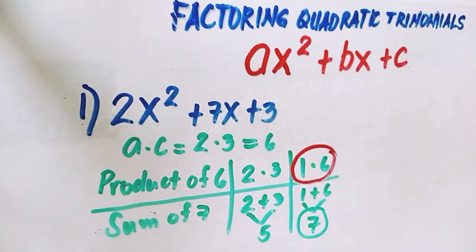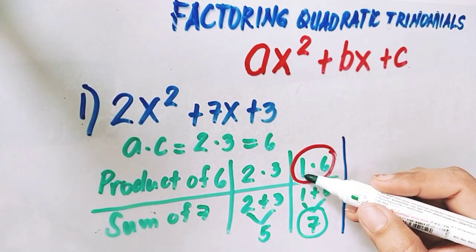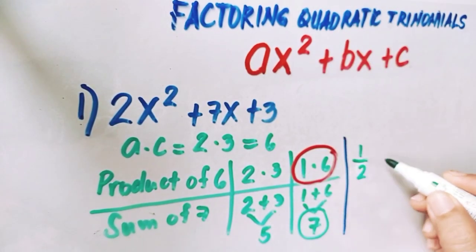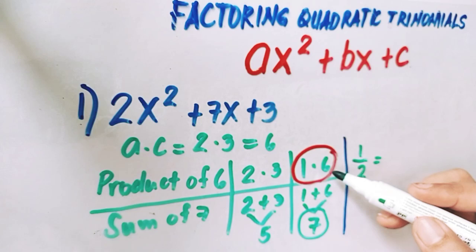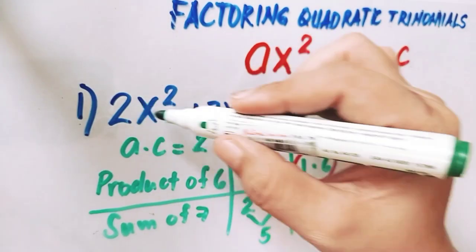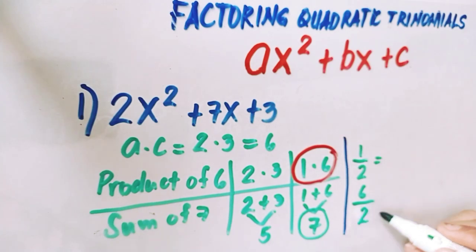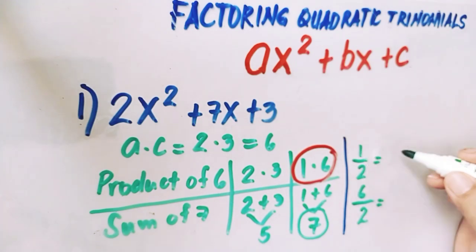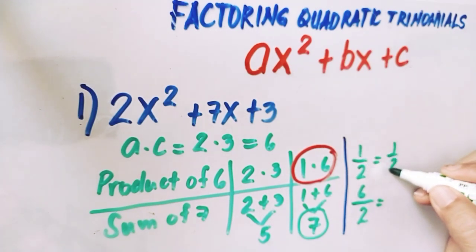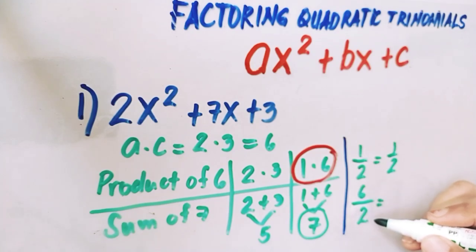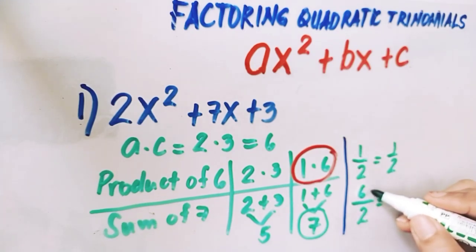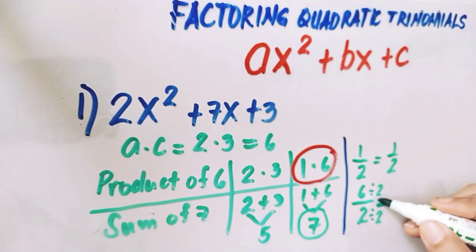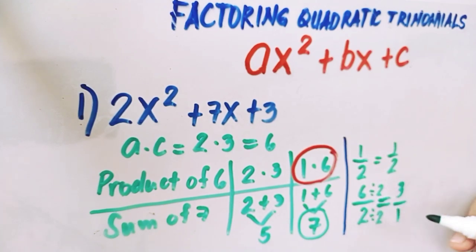Then let's proceed to the second step. Divide the first factor 1 by the coefficient of x squared, which is 2. Then, divide the second factor 6 by the coefficient 2. Then simplify or change to lowest term. 1 over 2 is already in lowest term, so let's just copy. But 6 over 2 can be simplified. So it can be divided by 2 and divided by 2. So therefore, the simplified form is 3 over 1.